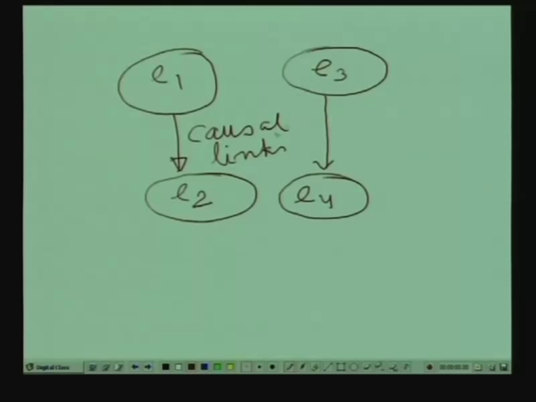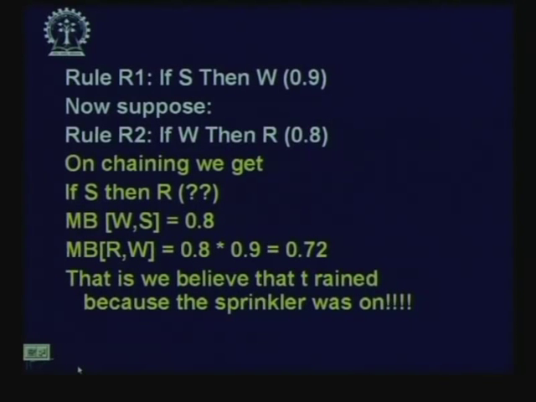Although E3 and E2 were not causally linked. So we must look at the scenario, and if they are not causally related, we should not combine them. That is a very important consideration. So in this case, the rule that if the grass is wet and the rain should not be combined with this sprinkler business. And if they have to be combined, then this combined belief has to be given a separate certainty factor.